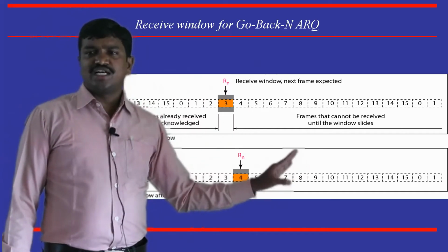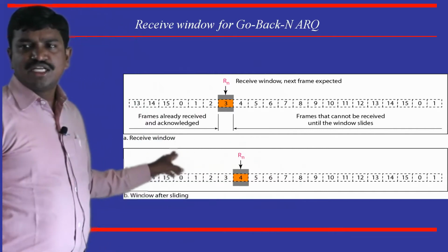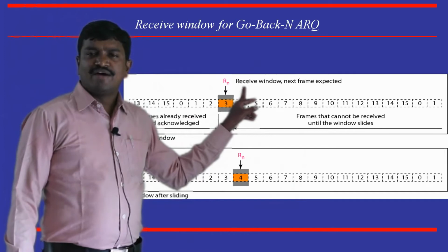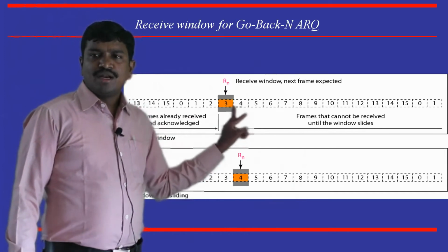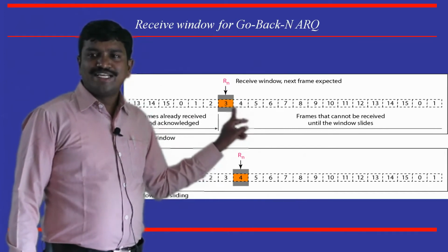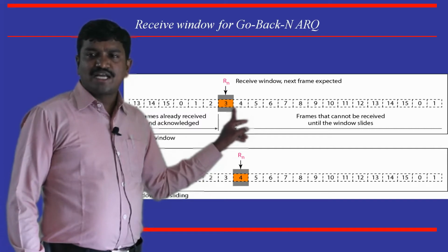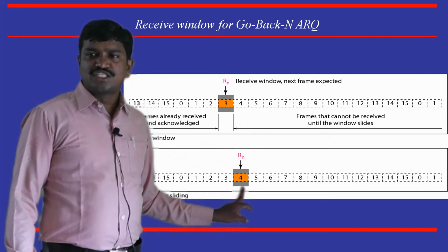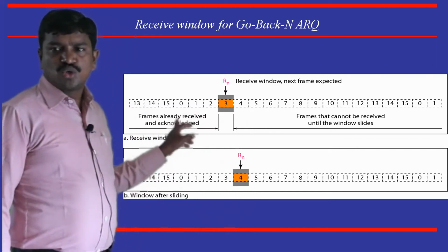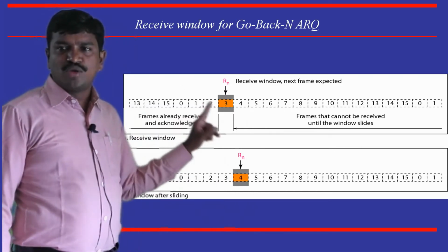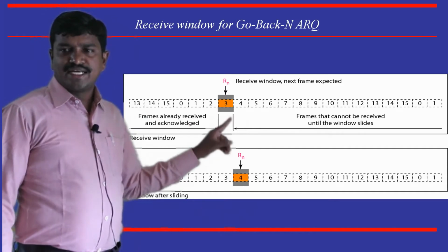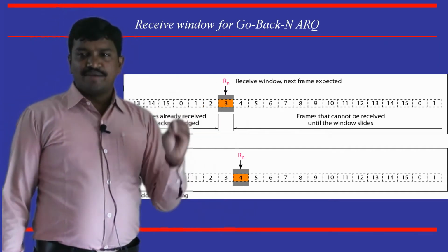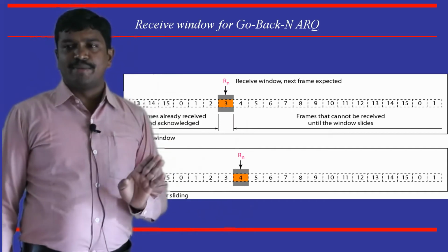At the receiver side nothing is changed. So see here, the receiver side window is always 1. Rn is the one frame to be expected. So now it is expecting 3. Whenever it comes across the 3rd frame, then Rn is moved to the next frame. So the receiver side window size is only 1, and it is expecting 1 frame, and if that frame is received, it is simply incremented by 1.